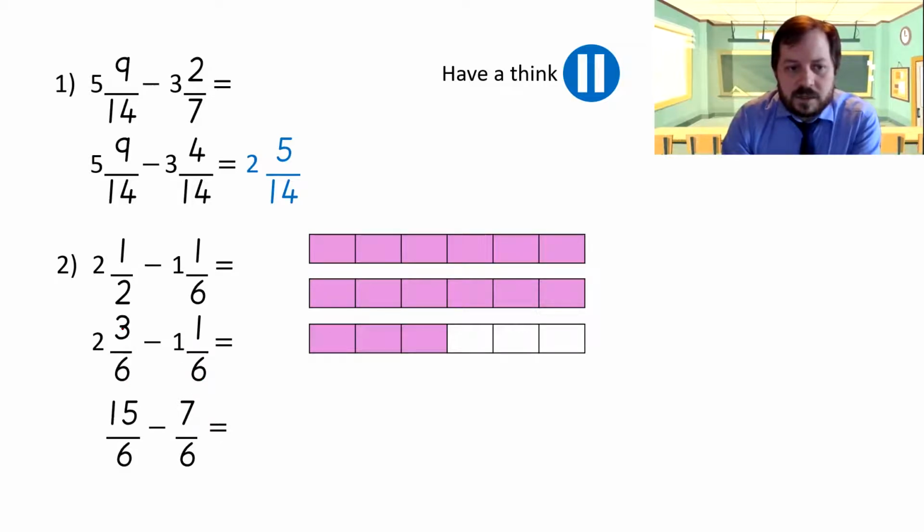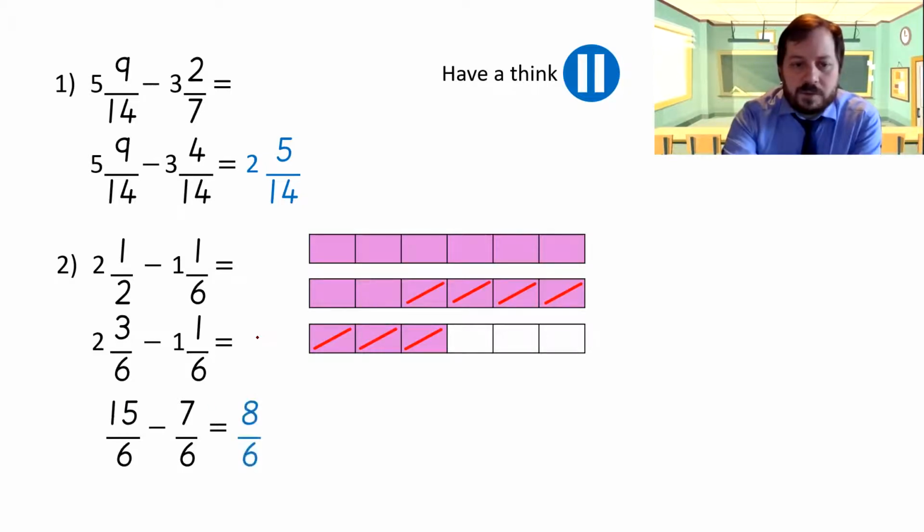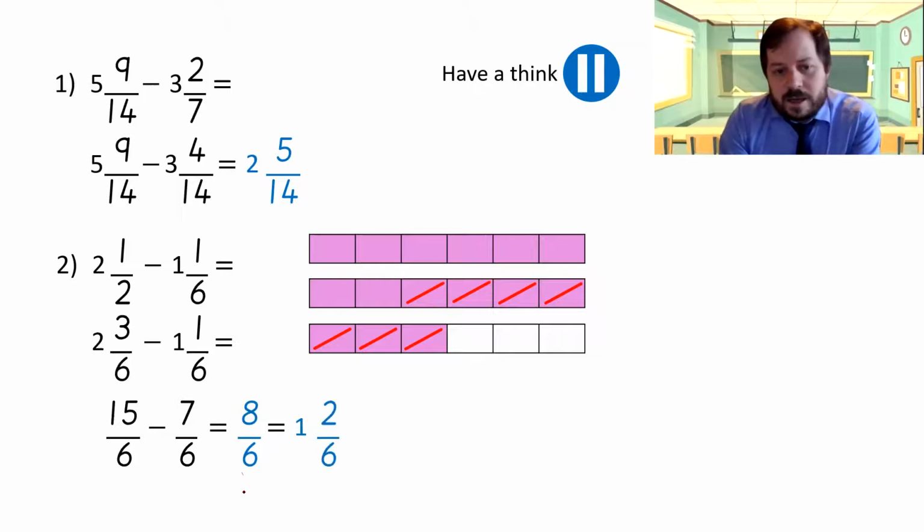2 times 6 is 12, plus 3 is 15. That gives us that one. Then we can just cross out 7 of them, and we find we have 1 and 2 sixths. We could also have done 2 minus 1 is 1, 3 minus 1 is 2. Look, we get exactly the same. Either way works well.